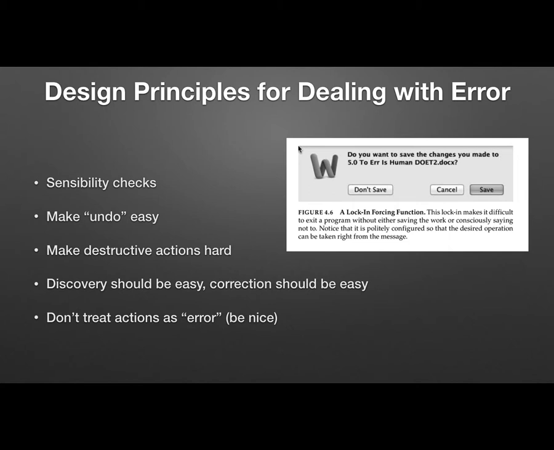And so this is an example of what's called a lock-in function. It's like when you try to close a document that you've made changes to and you haven't saved them. Today, a lot of software will just automatically save that for you and won't bother you with this. But in some cases, we don't do that, and so we still care about something like this. And these are things that need to get the user's attention.